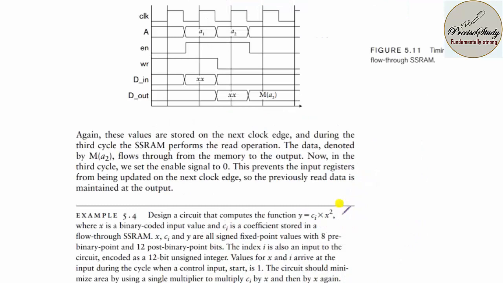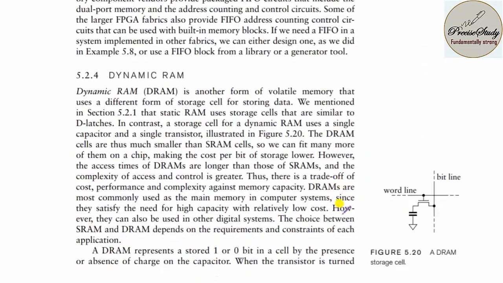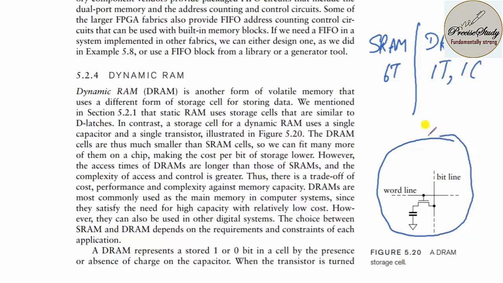Thereby cost is more, but performance will also be good. Let us talk about the difference between static RAM and dynamic RAM. In the case of static RAM, you are going to make use of 6 transistors to store a single bit of information. But in the case of dynamic RAM, you are going to make use of 1 transistor and 1 capacitor to store a single bit of information.